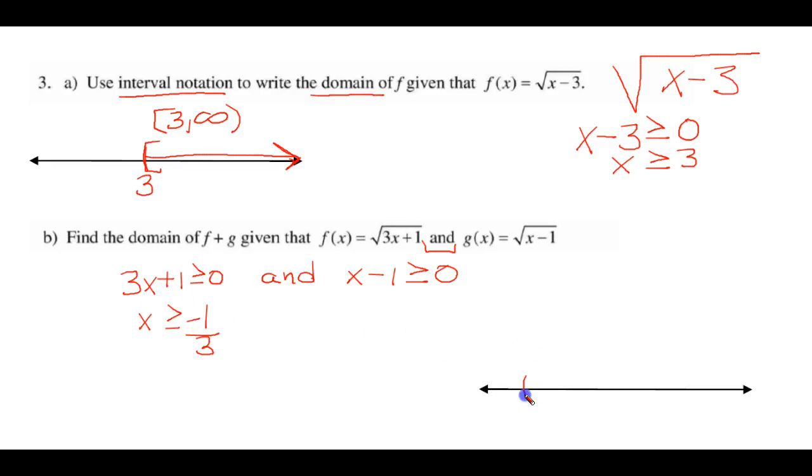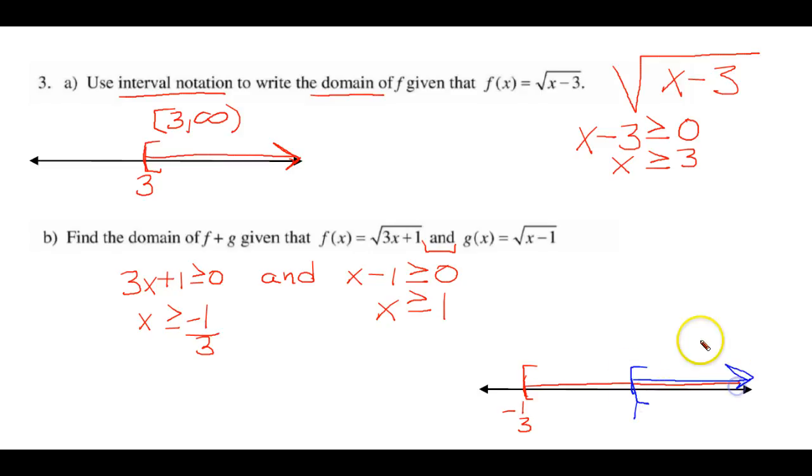And on a number line, negative 1/3 is right there. And we can also put in a bracket there, and it kind of goes in this direction. But now we have to do this one. So here it's easy. x is greater than or equal to 1. Now 1 on the number line is right there. And what symbol do we put there? Well, we put a bracket.